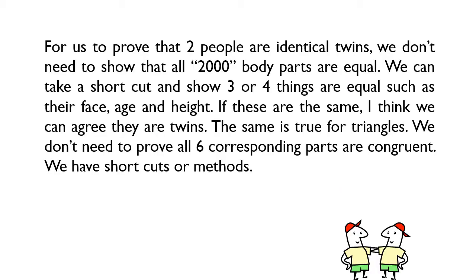Again, for us to prove that two people are identical twins, we don't need to show that all 2,000 body parts are equal. We can take a shortcut and show 3 or 4 things are equal, such as their face, age, and height. If these are the same, I think we can agree that they are twins. The same is true for triangles. We don't need to prove all 6 corresponding parts are congruent. We have shortcuts or methods.